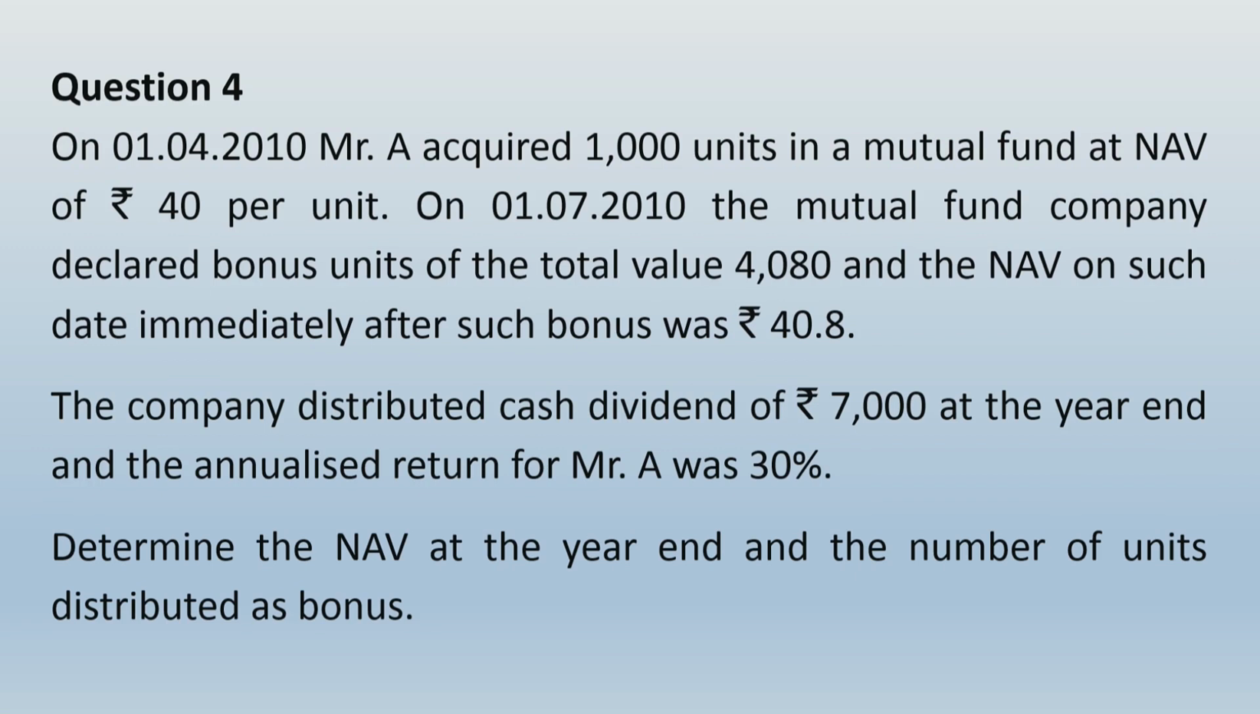Now friends, this is again a question where bonus units are involved, but a little different question. This time the date on which the bonus was given is known, NAV on that date is also known, and the value of bonus units is also known. So we know multiple things. Now there is no scope of taking any assumption. In fact, this question does not have any missing information. It would be a much easier way to solve this question. So let us see how to present the solution.